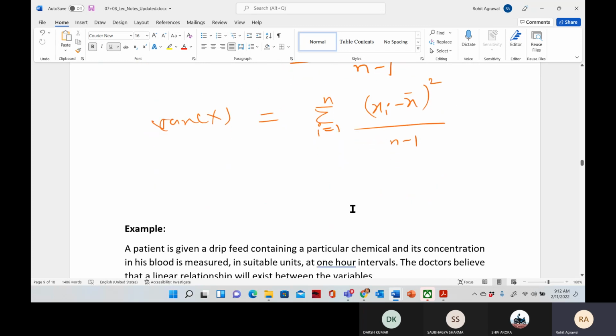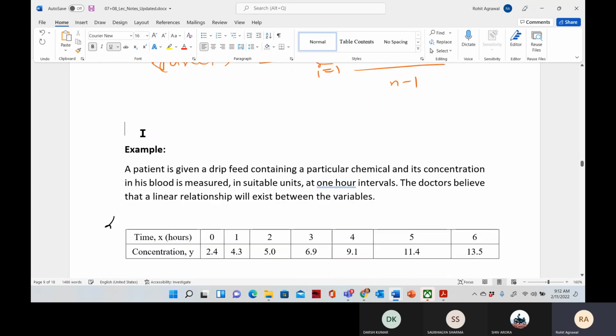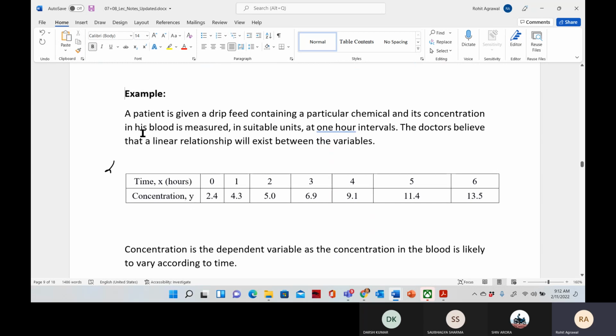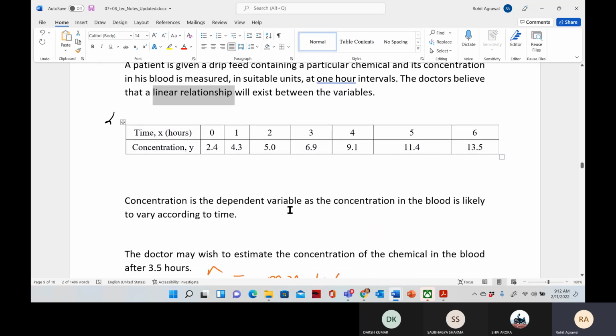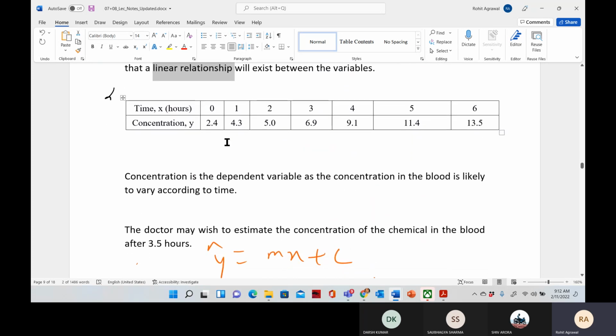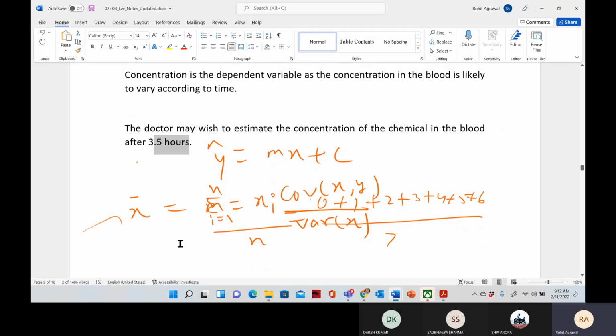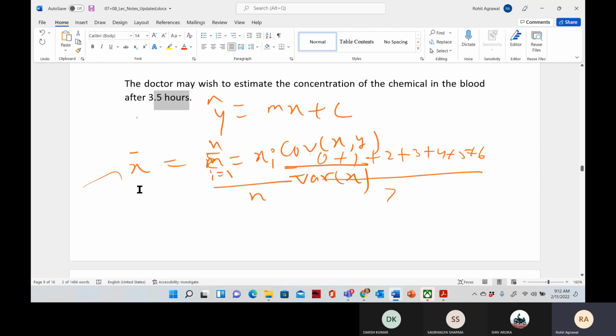We were discussing a small example here. So I have taken some data. These are x values, these are y values. In the question, it is given that there is a linear relationship. Linear relationship means y is equal to mx plus c. And we need to find the y value for x equals 3.5. So, since it is a linear relationship, we will find x bar.